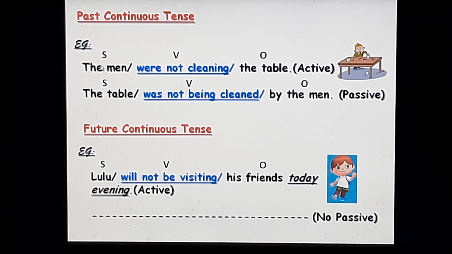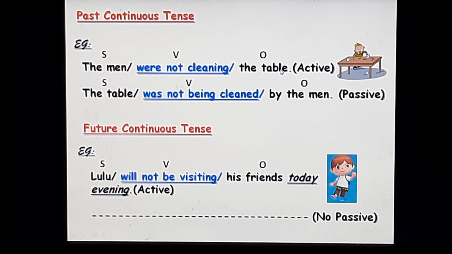Now, in the past continuous tense, the men were not cleaning the table. So, the table is the subject, it is singular. So, your auxiliary verb is was plus not. Being for the continuous tense, cleaned is the past participle of clean by the men. The table was not being cleaned by the men is the passive. Future continuous will not have any passive form.